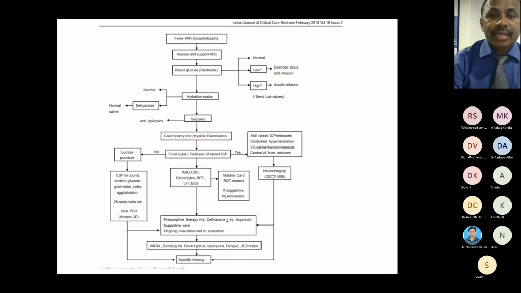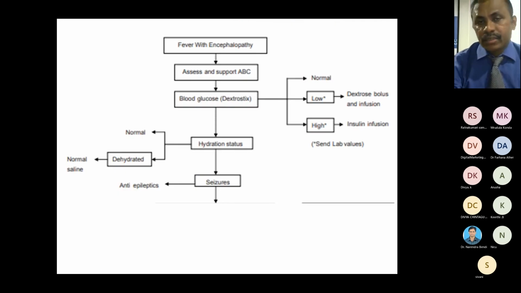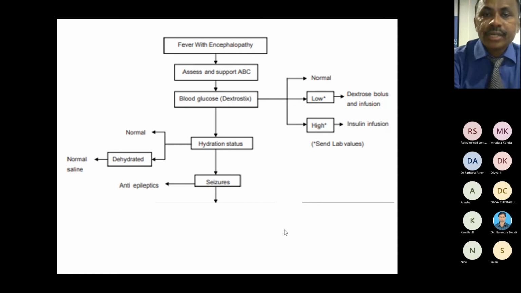So what if the patient has signs of encephalopathy? You assess the patient like the usual ABC, you check the blood sugar, check the hydration status, and if there is a history of seizures, you attend to them. If there is hypoglycemia, give dextrose as a bolus and infusion, or if there is high sugar, you give insulin. And then hydration status: if dehydrated, correct it; if normal, you give only maintenance fluids. And seizures, we know we can give antiepileptics.